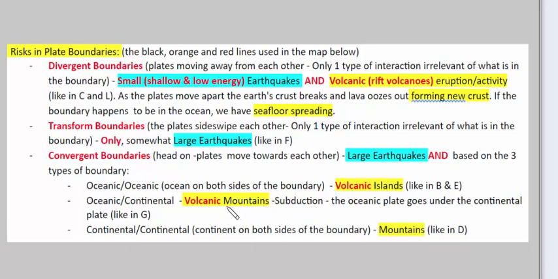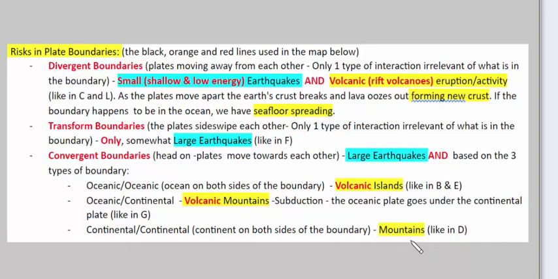Okay, so what happens here? They are a head-on collision. The oceanic is more dense than the continental, so it goes under the continental, producing the volcanic mountain. What happens there is what we call subduction. Like in a submarine, it goes under, subduction. So we get a subduction as part of that process, resulting in volcanic mountains. If they were both continental plates, if the boundary is along the continent at both sides of the boundary, then we don't get volcanic activity.